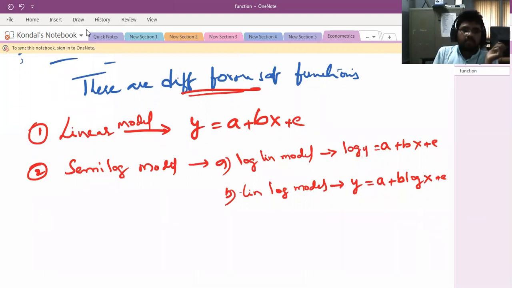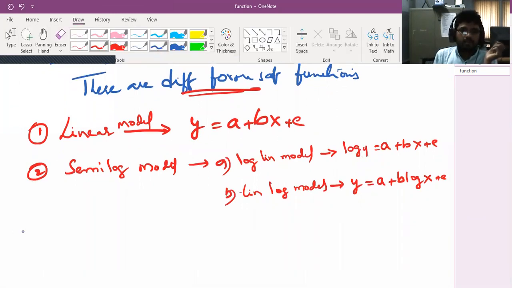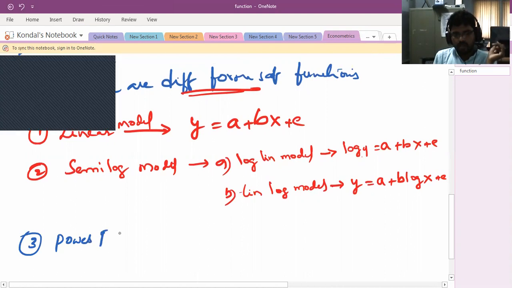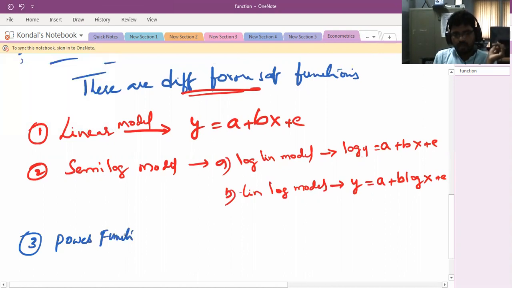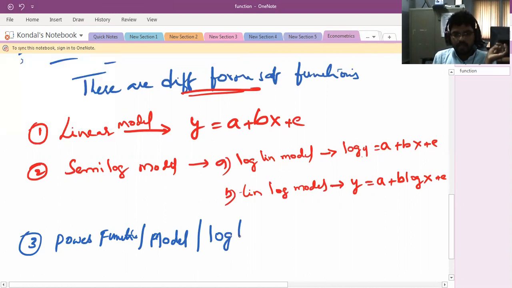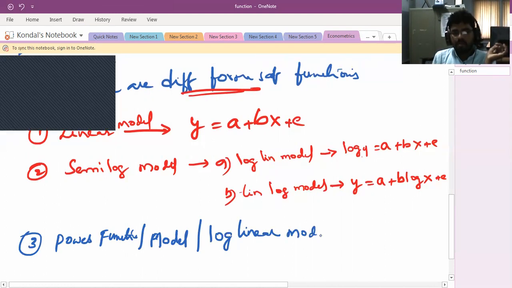Then the third function, that is power functions or power models. I'm writing only model, power models. Simply, we can say log linear models, or double log models.